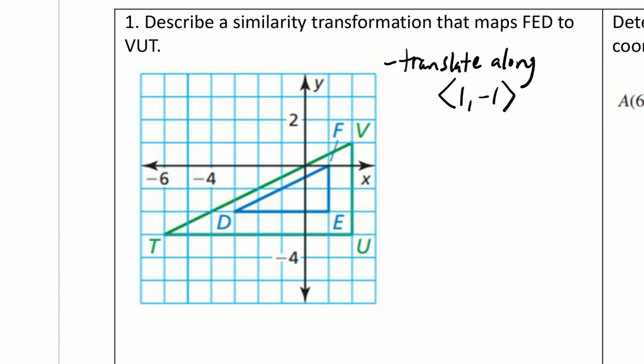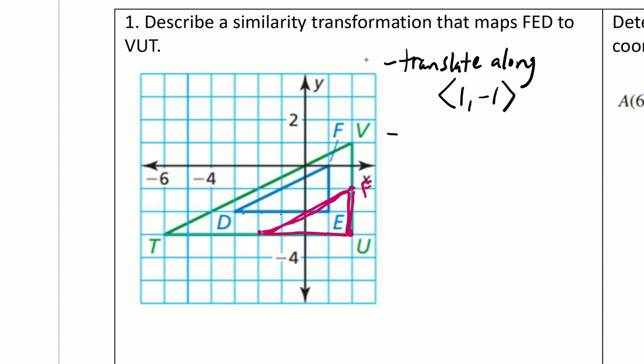You can put this in words. You can say translate one to the right, one down. And then if I do that, well then E is going to be here, and then D is going to be here, and then F is going to be here. Okay, so this is going to be where the triangle ends up, this red portion here.